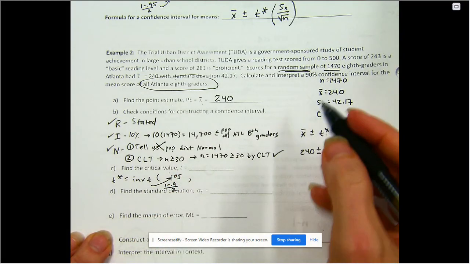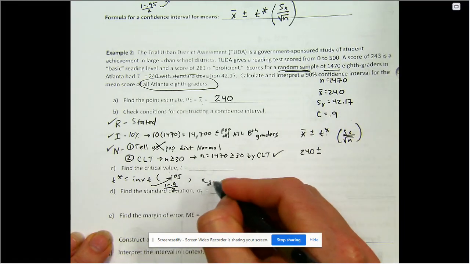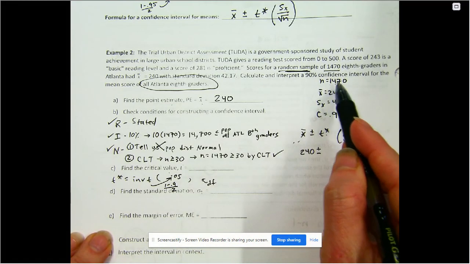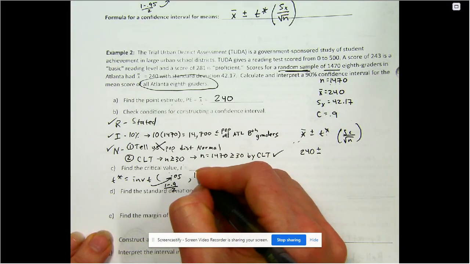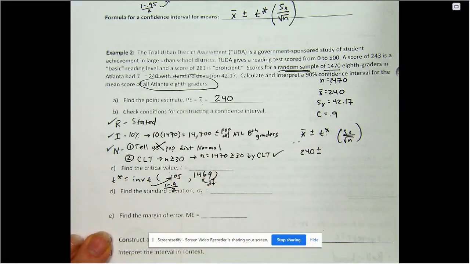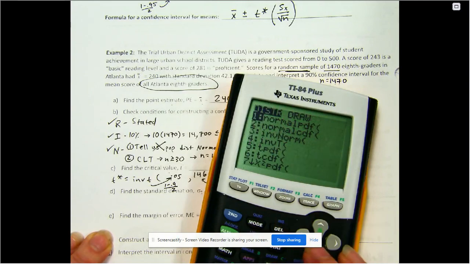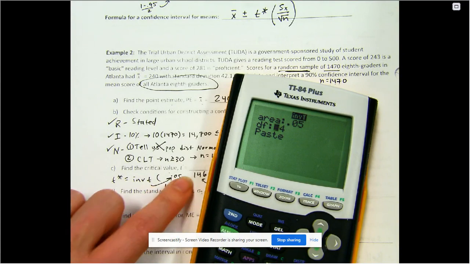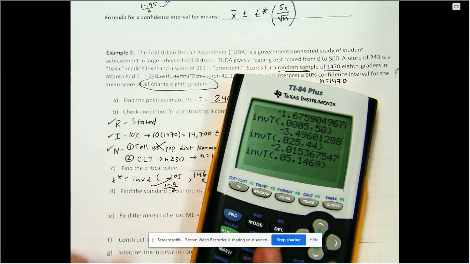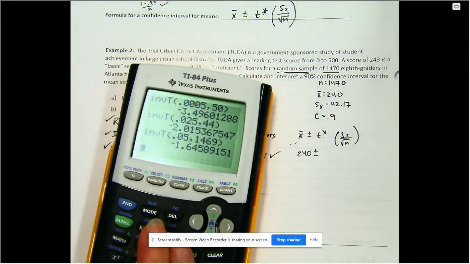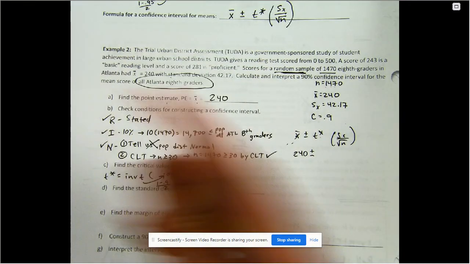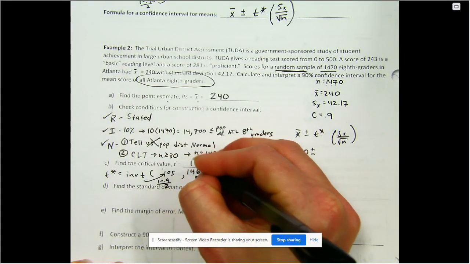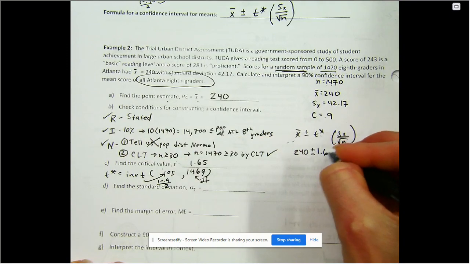And we needed degrees of freedom. Since our sample size is 1,470, our degrees of freedom is going to be 1 less than that, 1,469. And so I typed that in. I'm going to go second bars, inverse T. My area is 0.05. My degrees of freedom is 1,469. And I got 1.65. So now we have that T star, 1.65.